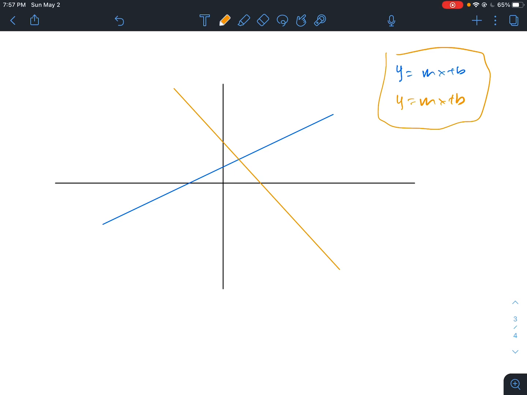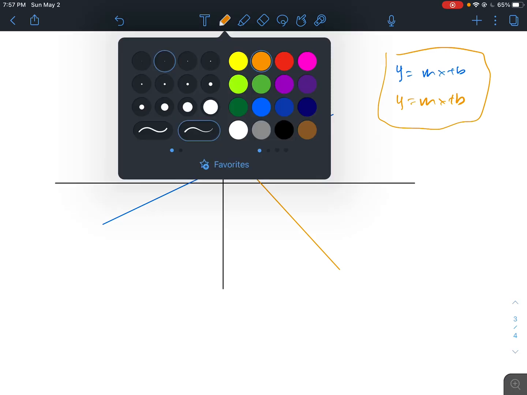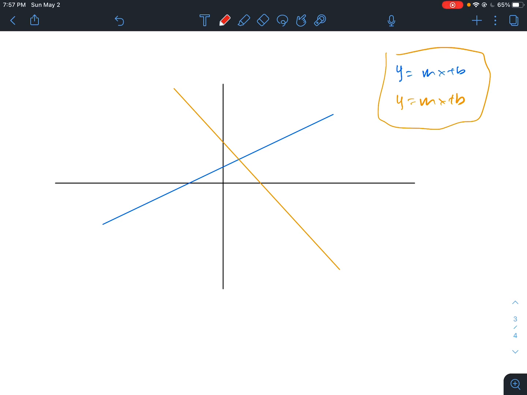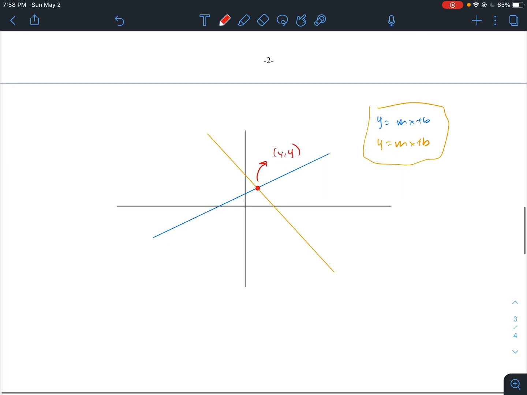Now what we're going to be doing today is solving a system of linear equations. When it says to solve a system of equations, it's asking you to solve where they intersect. So right here, these two linear equations intersect at this point, which is some point (x, y). So when we solve a system of linear equations, we're going to solve for the value of x and the value of y where these two equations intersect. Okay, so that's what we're learning here.